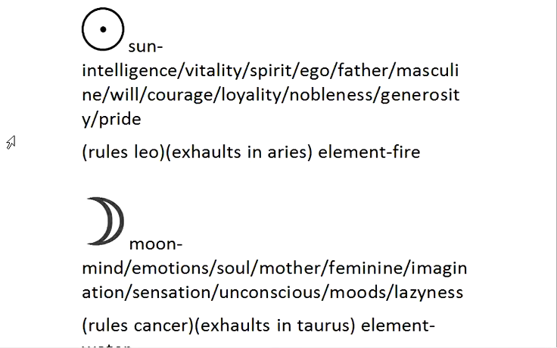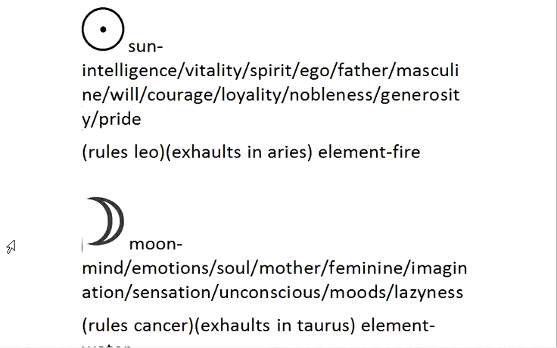Okay, so Sun: intelligence, vitality, spirit, ego, father, it's masculine, will, courage, loyalty, nobleness, generosity, pride. As I explained, it rules Leo, exalts in Aries, element is fire.